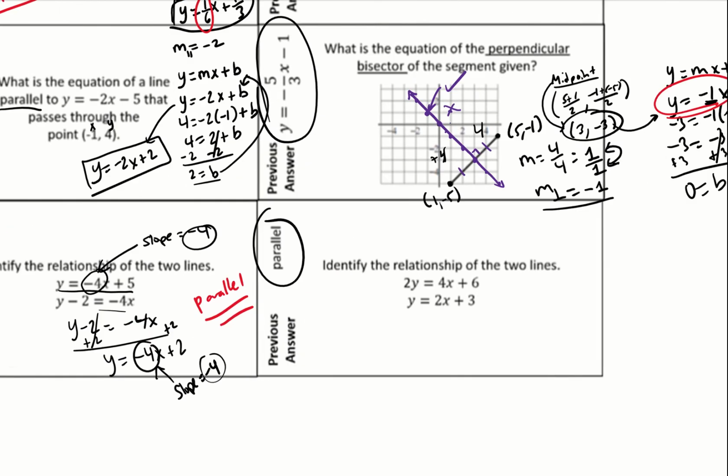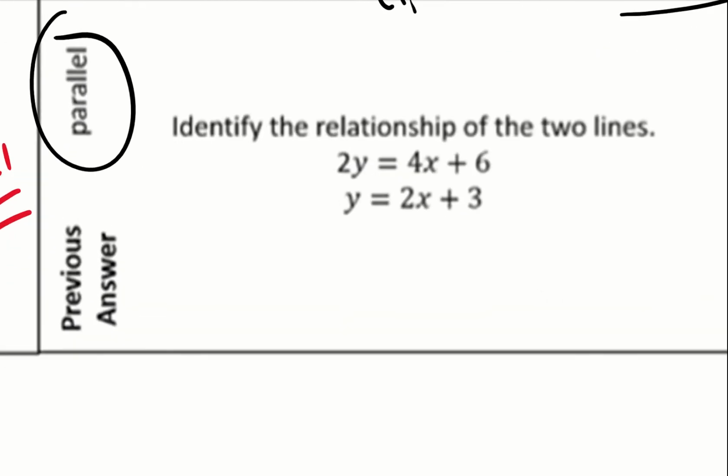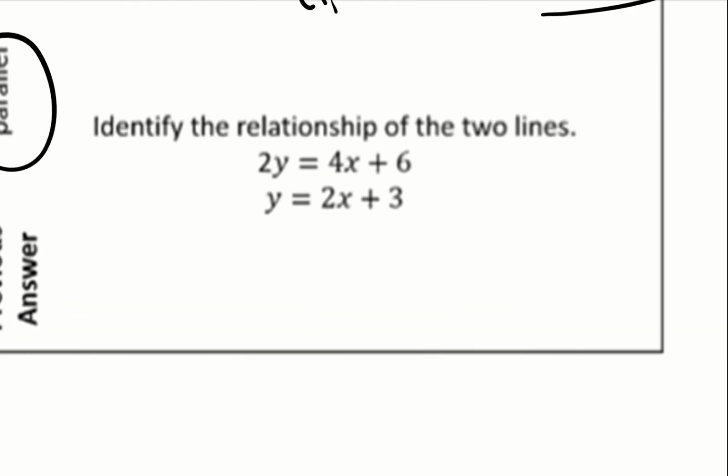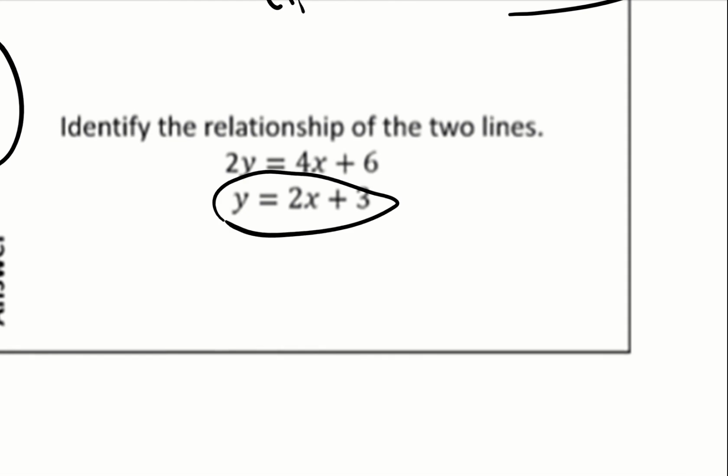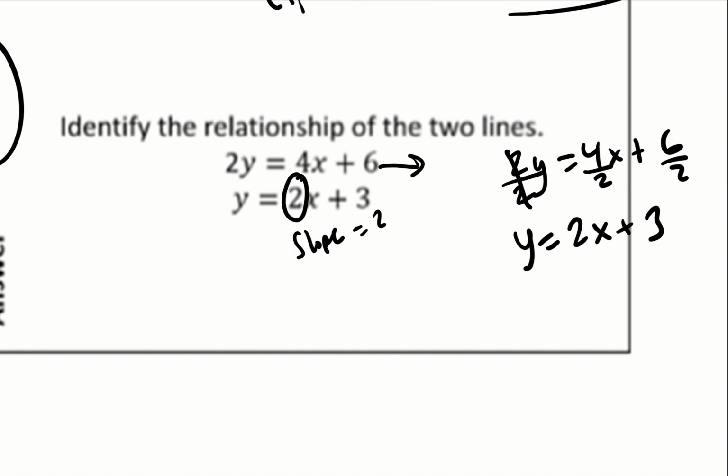All right, we're down to our last question. Identify the relationship of the two lines. This one's already in slope-intercept form, so there's no need to solve that. Slope is 2. Now let's do this one. All you got to do is get rid of that 2. So I'm going to divide everything by 2, and that gets y by itself. 4 divided by 2 is 2. 6 divided by 2 is 3.